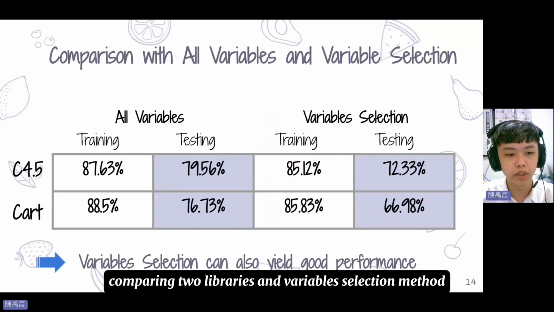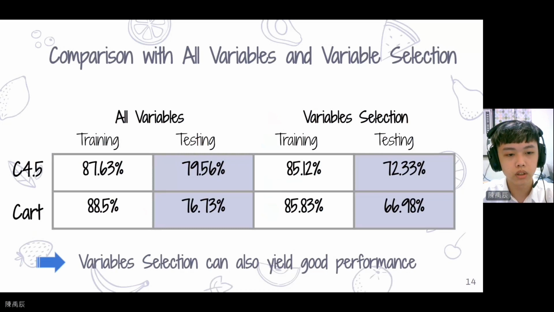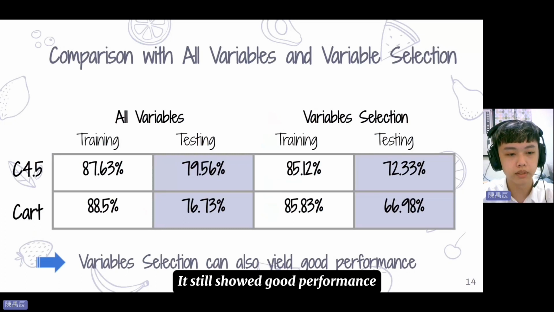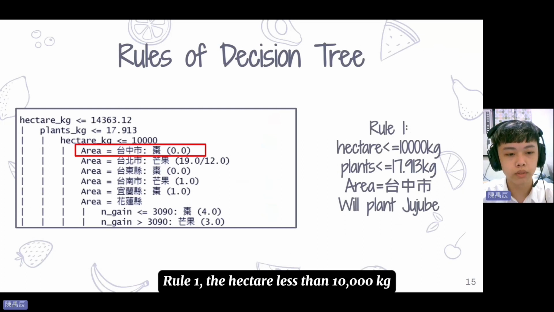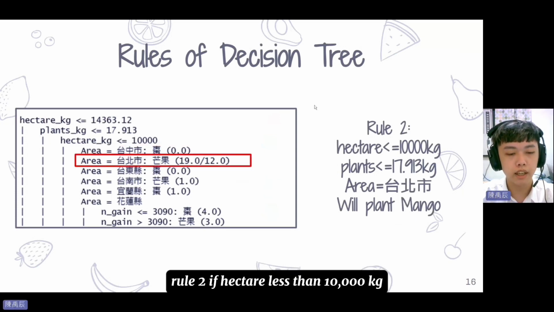Comparing two libraries and variable selection methods, C5.0 performs slightly better than CART, though variable selection has slightly lower accuracy. It still shows good performance. The rules are as follows. Rule 1: if hectare is less than 10,000 kg, plants less than 17.91 kg, and area is Yangmei City, they will plant jujube. Rule 2: if hectare is less than 10,000 kg, plants less than 17.91 kg, and area is Taipei City, they will plant mango.